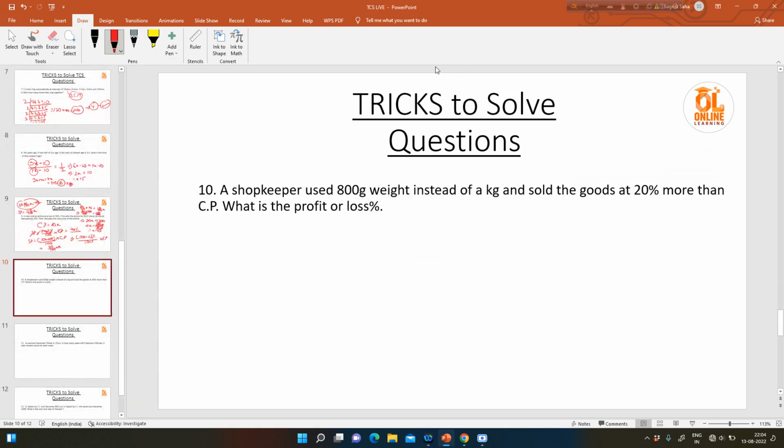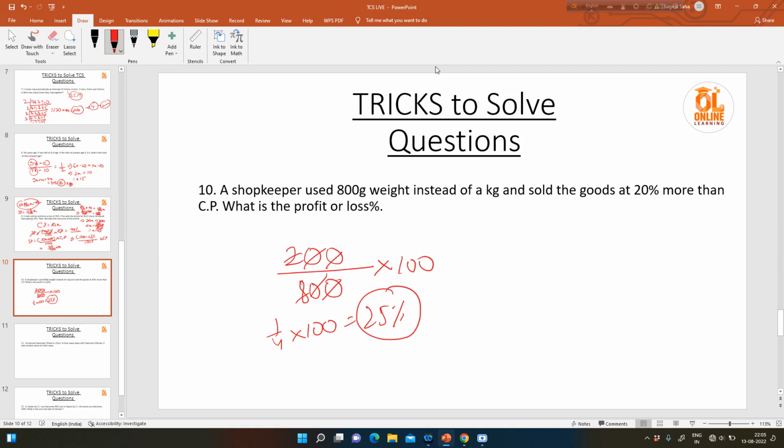It is given a shopkeeper used 800-gram weight instead of a kg and sold the goods at 20% more than the CP. What is the profit or loss percent? So let us first find out what profit he has made by this cheating. He has used 800 gram of weight instead of a kg, so he has cheated by 200 gram, right? And the total gram is 800, and if we do it by 100, we will get the cheating percent or profit percent he has been getting. If we cut the 0s, 1 by 4 into 100, so 25%.